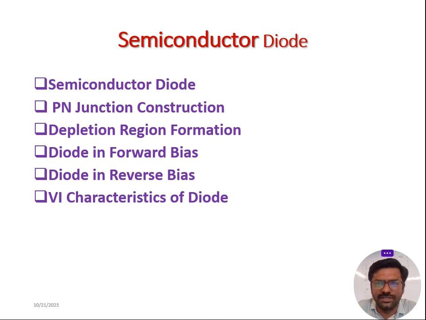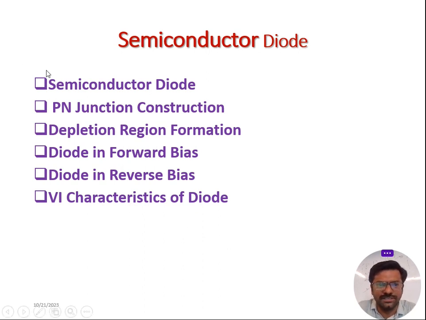Today we try to understand what is a semiconductor diode. Herein we discuss the semiconductor diode concept, PN junction construction, depletion region formation, diode in forward bias, diode in reverse bias, and VI characteristics of a diode. Now, starting with the semiconductor diode concept.